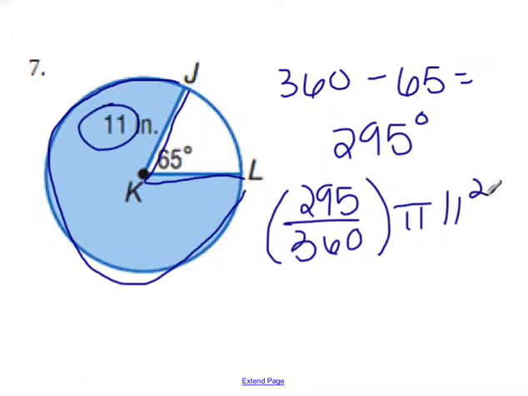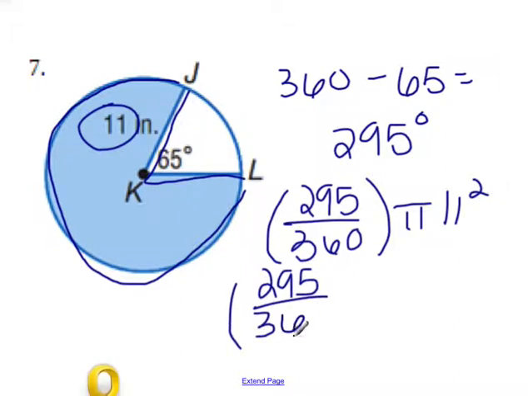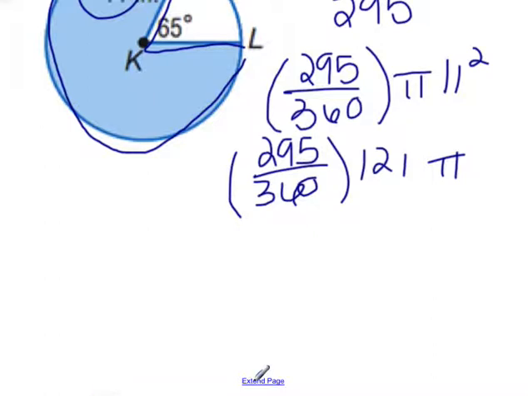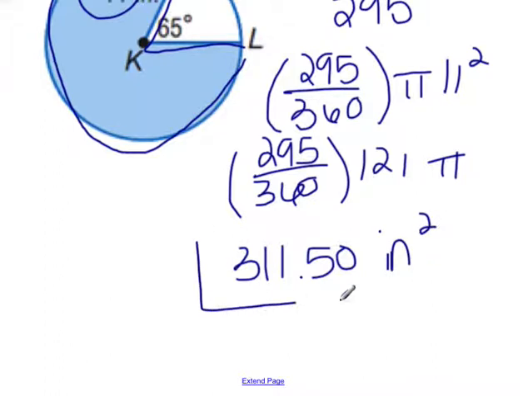going to be 11 squared. So then we're going to have 295 divided by 360 times 121 pi. Then we can go ahead and type all of that into our calculators. And when we do that, we get 311.50. Again, be careful of your rounding. Then you're going to get inches and you're going to square it.